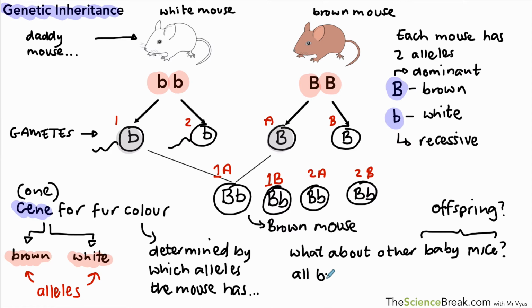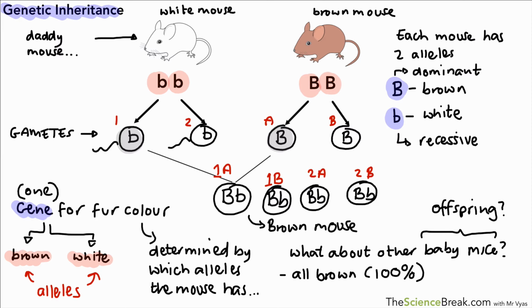So in this case, all the offspring will have brown fur. 100% of the offspring will have brown fur. So this is a way we can work out the inheritance of fur color in mice where there's one gene with two alleles.